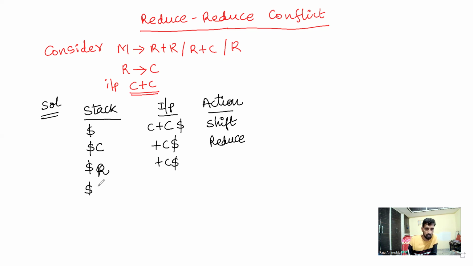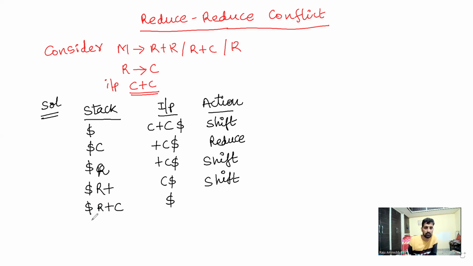Now dollar R. So it is plus C dollar. So this plus comes here. This is called shift move. Okay. So finally dollar R plus, this C may come here. R plus C. Then we have dollar. Now this C came here. It is called shift.